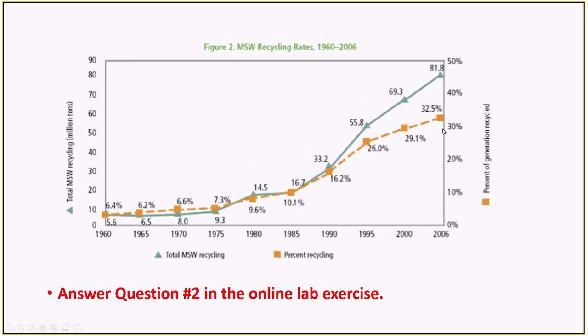Here we can also see recycling rates in the United States. And here's a positive trend, because what we see here is that recycling rates in the U.S. and per person in general have increased. So here you see the total municipal waste recycling in the United States.